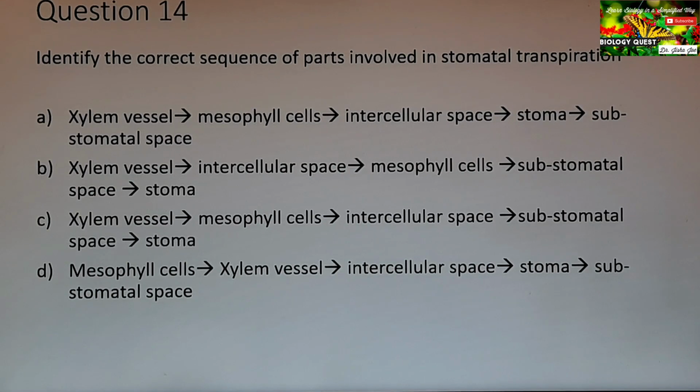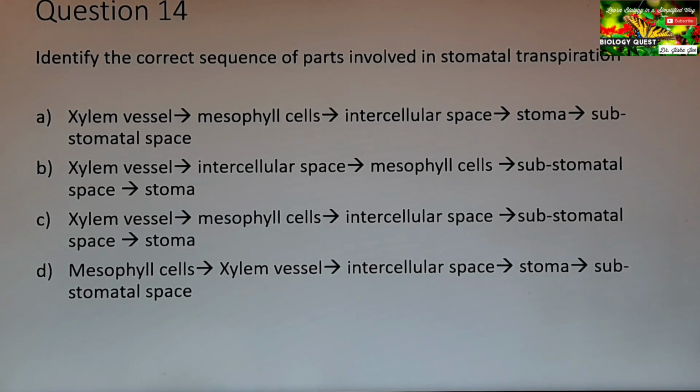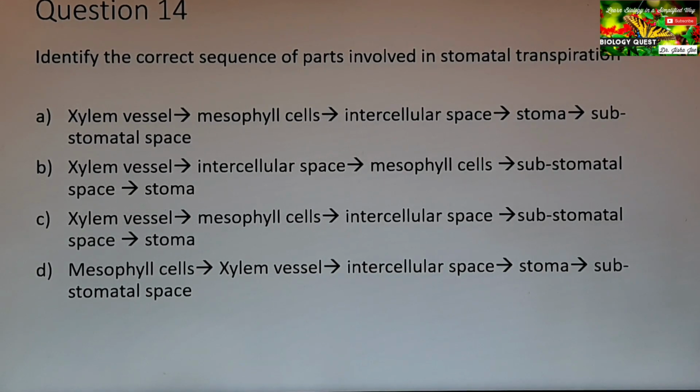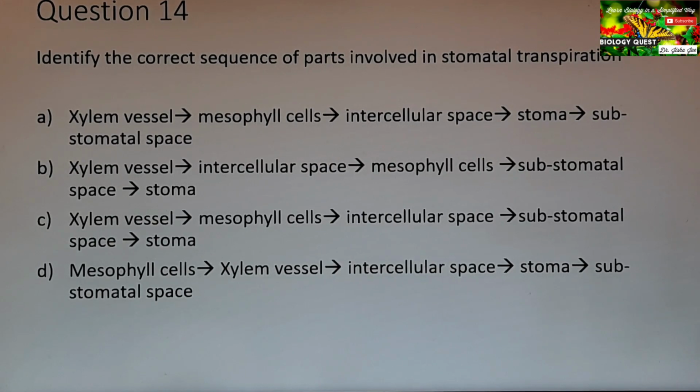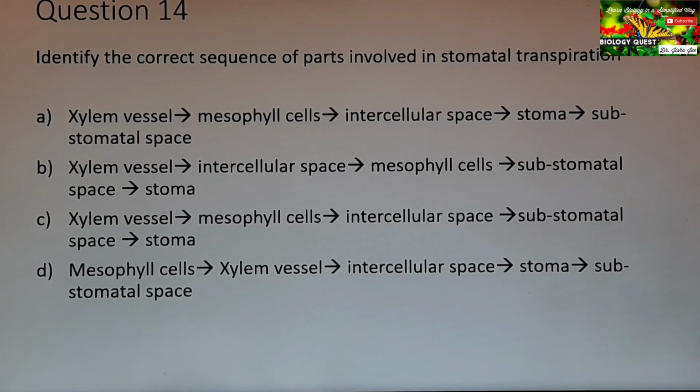So option D is wrong anyway, it is not the mesophyll cells. Water reaches the leaves through the xylem vessel, so option D has been ruled out. Let us have a look at the other three options. From the xylem vessel, water moves into the mesophyll cells. Mesophyll cells refers to the tissue present between the upper and lower epidermis. So option B has been ruled out, isn't it?